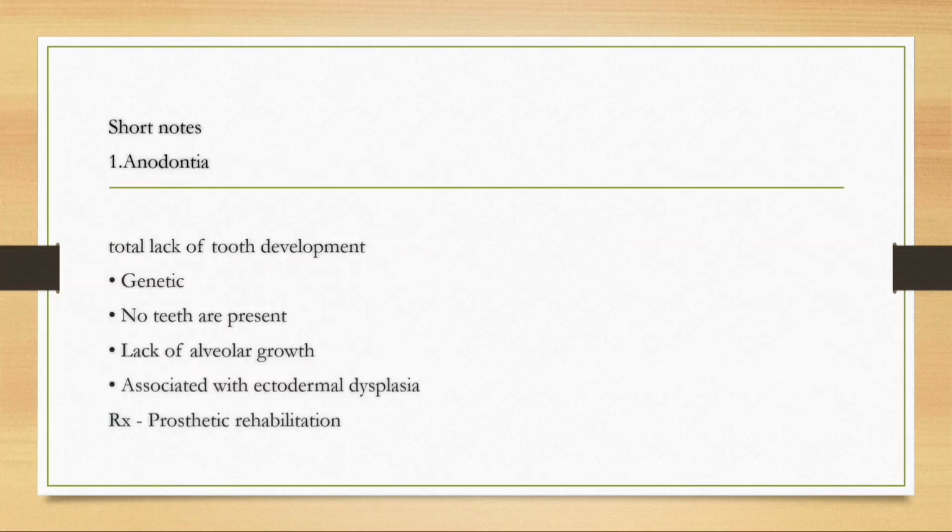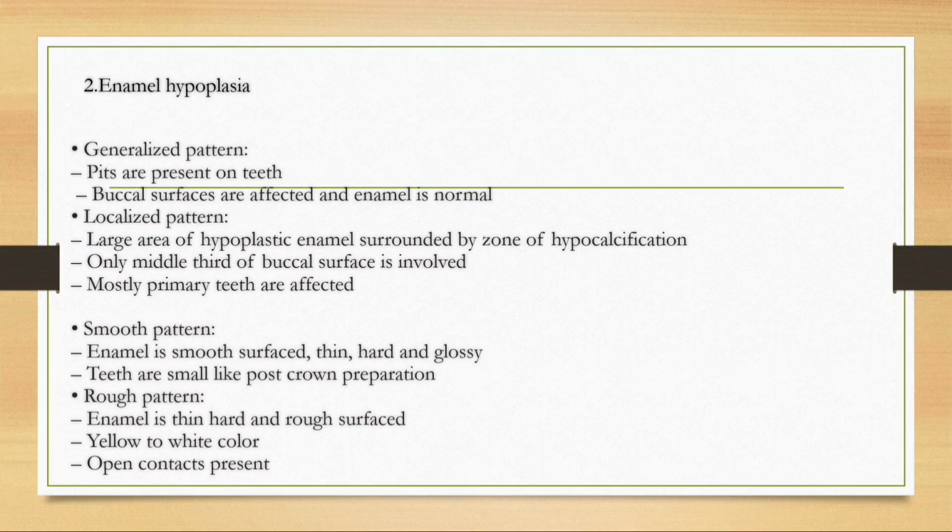So we have the short notes. Anodontia, we already seen that is no teeth present. We need to have a prosthetic rehabilitation. It is associated with ectodermal dysplasia. Enamel hypoplasia, we know it can be a generalized pattern, localized pattern, and smooth pattern, and also a rough pattern.